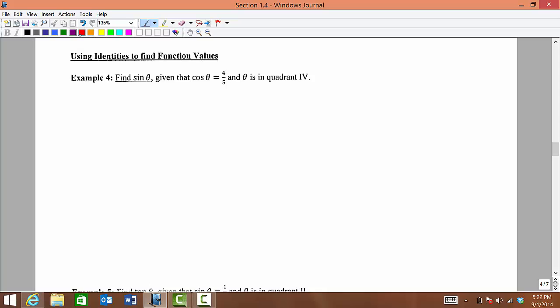In example 4, we are asked to find sine theta, given that cosine theta is equal to 4 over 5, and we know that theta is in quadrant 4. So we are asked to find sine theta, and we know that we are in quadrant 4. What is the sign of sine theta if we are in quadrant 4? Well, sine is negative in quadrant 4. So I will go ahead and put my negative sign there so I do not forget that sine is negative in quadrant 4.